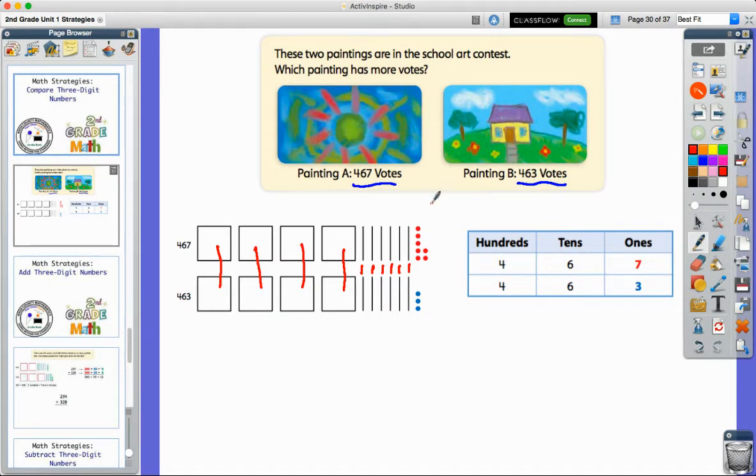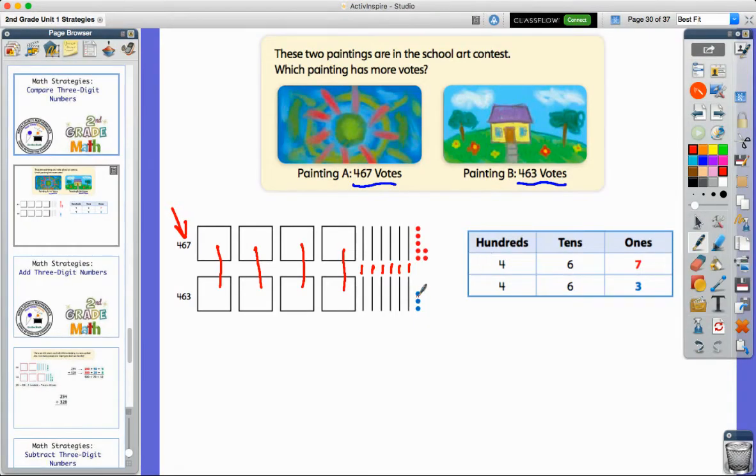And I see in this number at the top, I have 7 ones. Down here, I only have 3 ones. So if I try to match them up, there's going to be more up here than there is down here. So this number right here, 467, painting A, is going to have more votes and win the contest. How many more votes did they get?